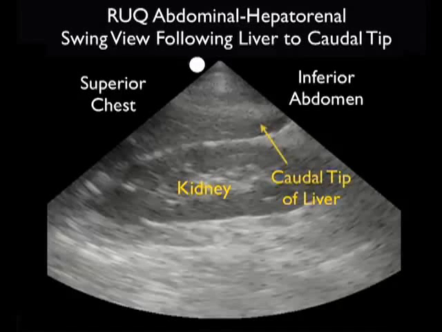Notice here we see the caudal tip of the liver extending almost all the way inferiorly down past the inferior pole of the kidney. And it's important to look at that caudal tip of the liver as it represents the beginning of the right paracolic gutter.